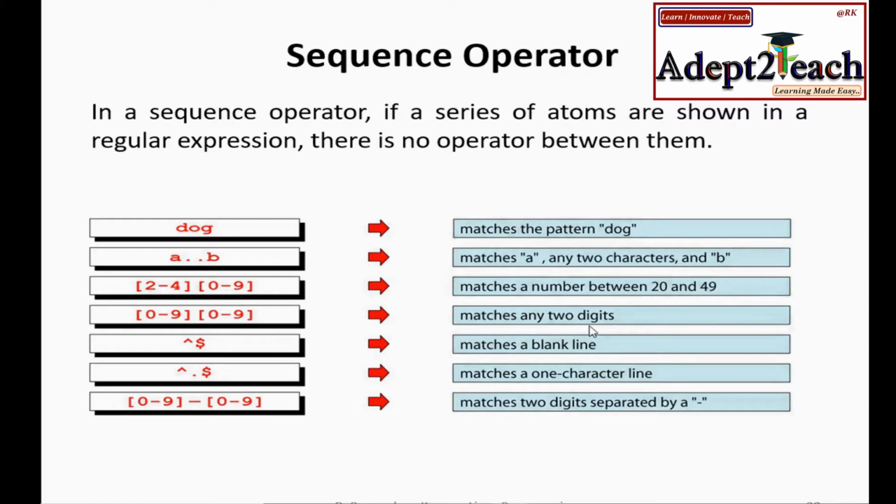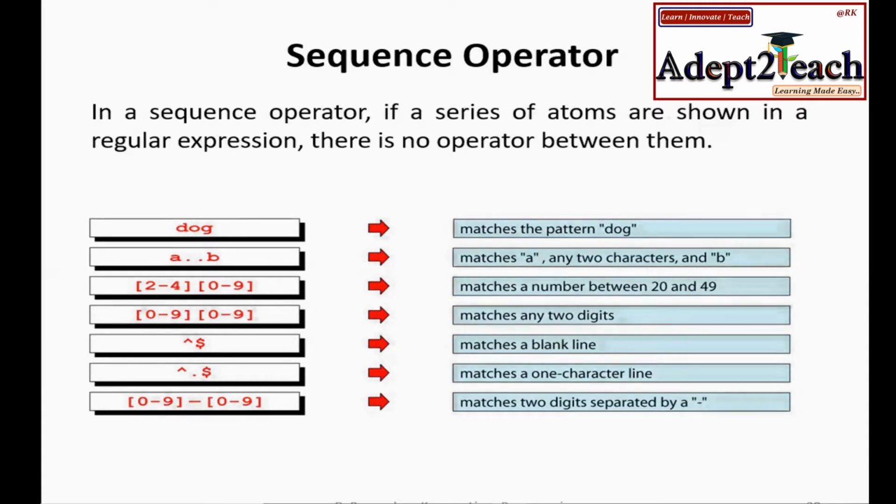Then if I want to match any two digits, then first character should be a digit, so put it between 0 to 9. Second character should be a digit, again enclose it in square brackets and write 0 to 9. If I'm matching for a blank line, then you can write caret and dollar. Caret means beginning, dollar means end. And if nothing is enclosed in between, that means you're searching for a blank line.